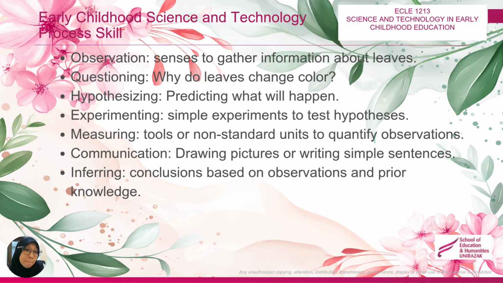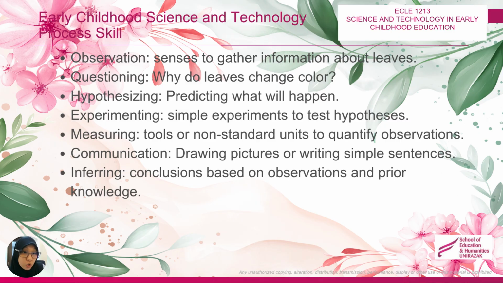After that, experimenting basically involves doing a test. It can be a simple test for the children to see if their guesses are correct or wrong. This is a very fun way to learn. Then another skill is measuring. Measuring can be done using tools or non-standard units, like their hand or an object, to quantify their observation. And then we have communication. Basically, communication is sharing what they have found.